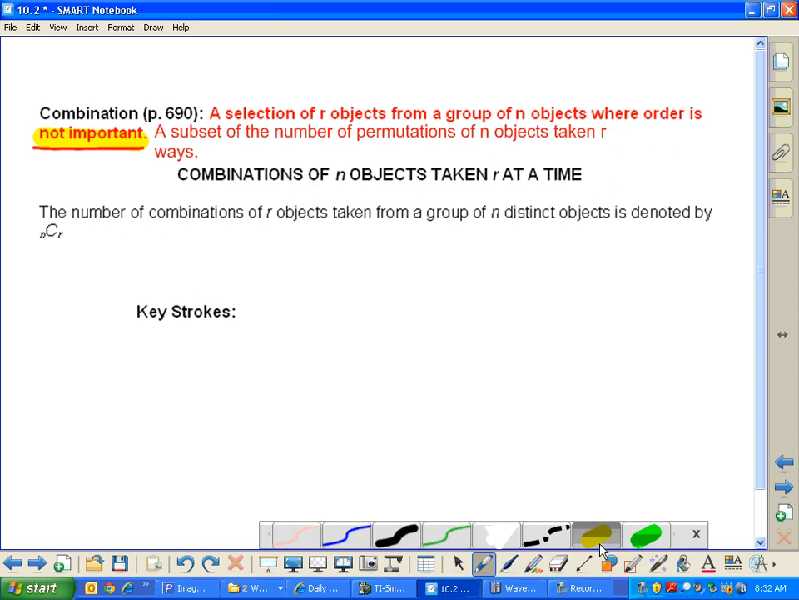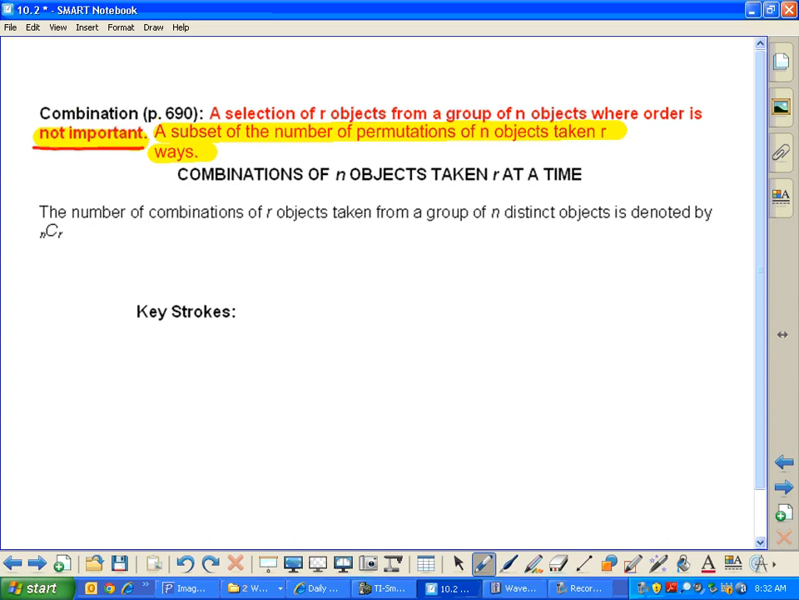It's in this regard that a combination is actually a subset of the number of permutations of n objects taken R ways. It's going to be a smaller number because I don't need all of the different options. I just need a group of them. That's what the word subset is. It's just a small group of the whole, small part of the whole. We do have a formula for this, and I'm going to verify the formula on that next slide also.